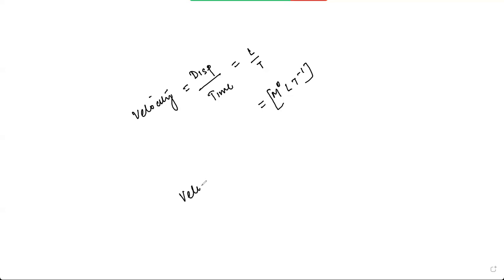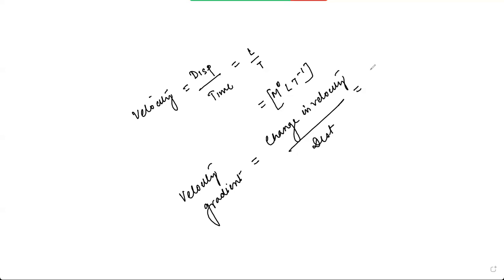Dimensional formula of velocity gradient. Velocity gradient equals change in velocity by distance, equals M^0 L T^-1 by L. The dimension of distance is L. So the dimensional formula of velocity gradient is [M^0 L^0 T^-1].